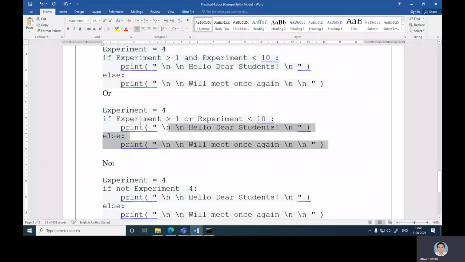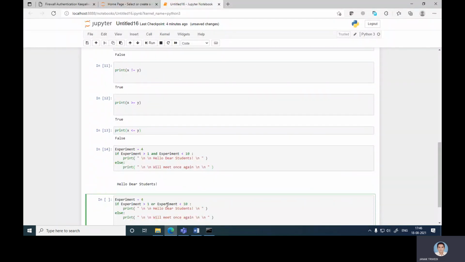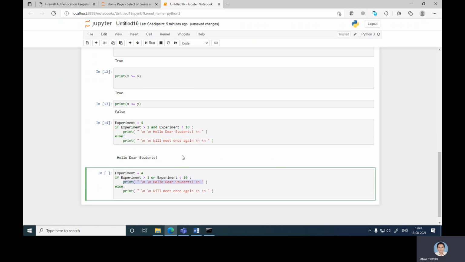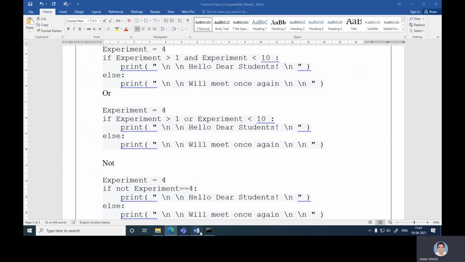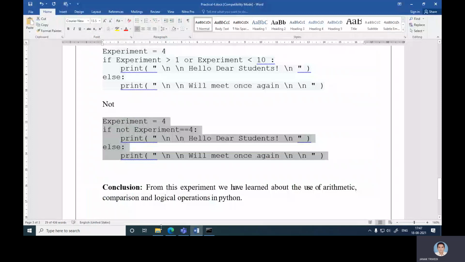Now second one is the OR operation. In this condition, if any one condition is true, either of these, then the statement is true. Then the if statement is printed. So if experiment is greater than 1, that is true, then automatically this statement is printed. If any of the conditions is satisfied, in this case, then it is printed. So in this case also it is giving the same result, hello dear student, because it satisfied the first condition.